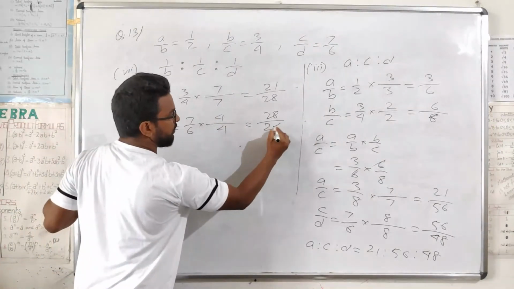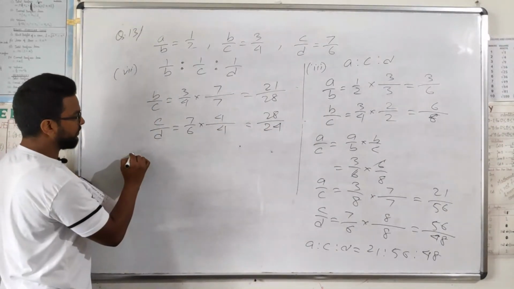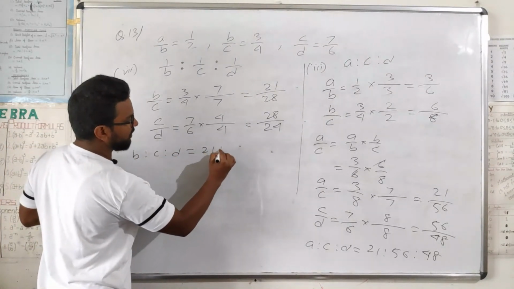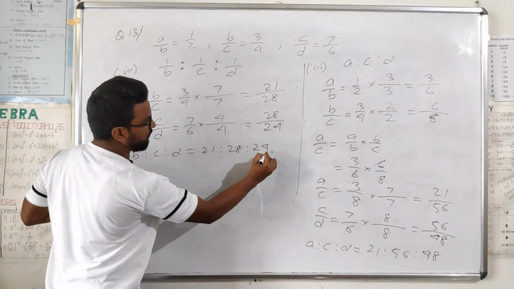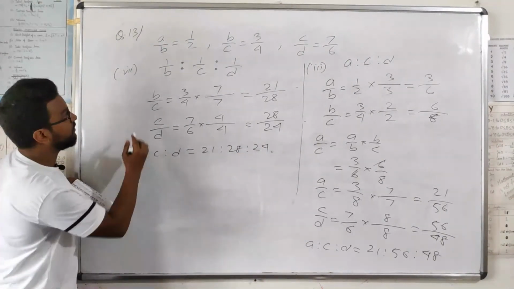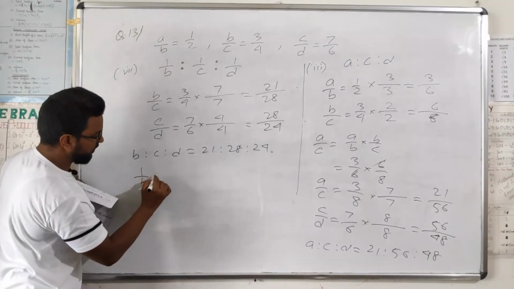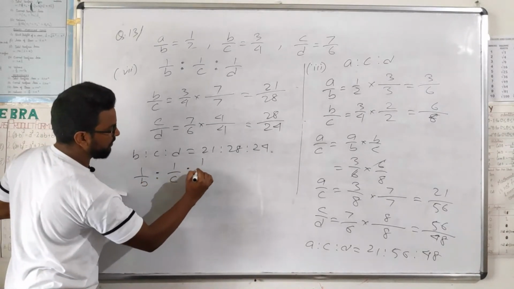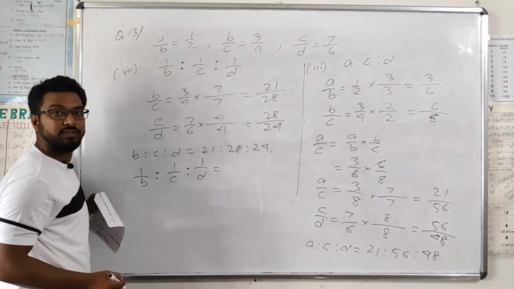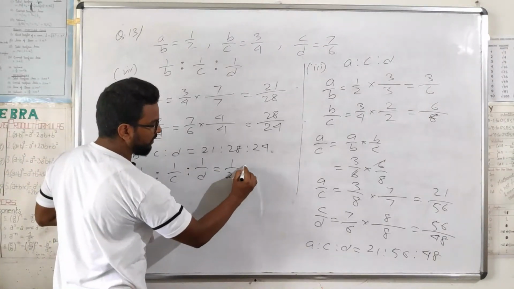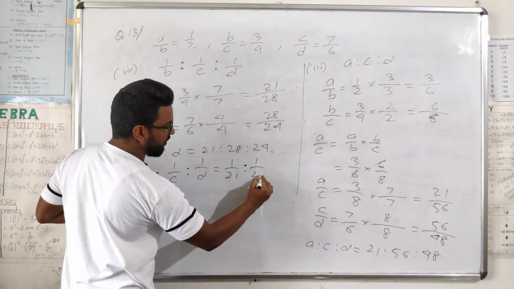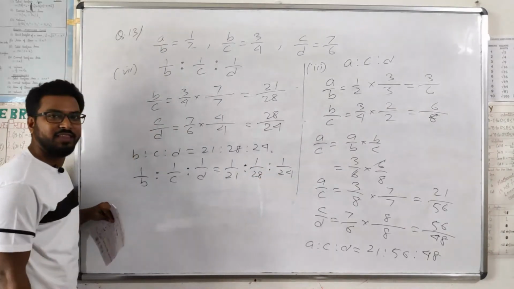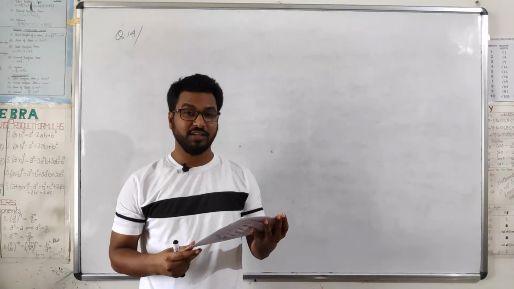6 4s are 24. So the ratio of B ratio C ratio D is given 21 is to 28 is to 24. Fine. So now you have to find the ratio of A ratio B, 1 by C ratio 1 by D. It will be how much? Just write down 1 by 21 is to 1 by 28 is to 1 by 24. Okay. We move to the next question.